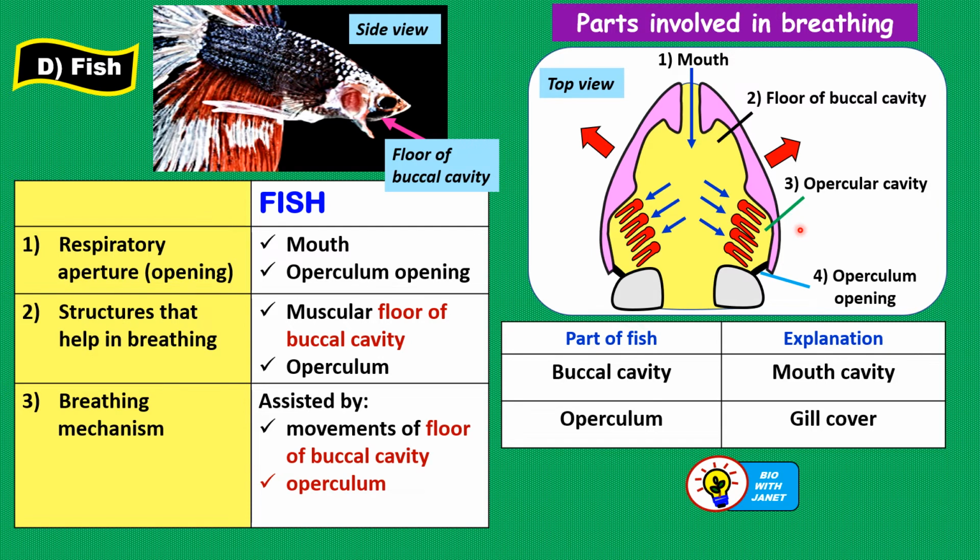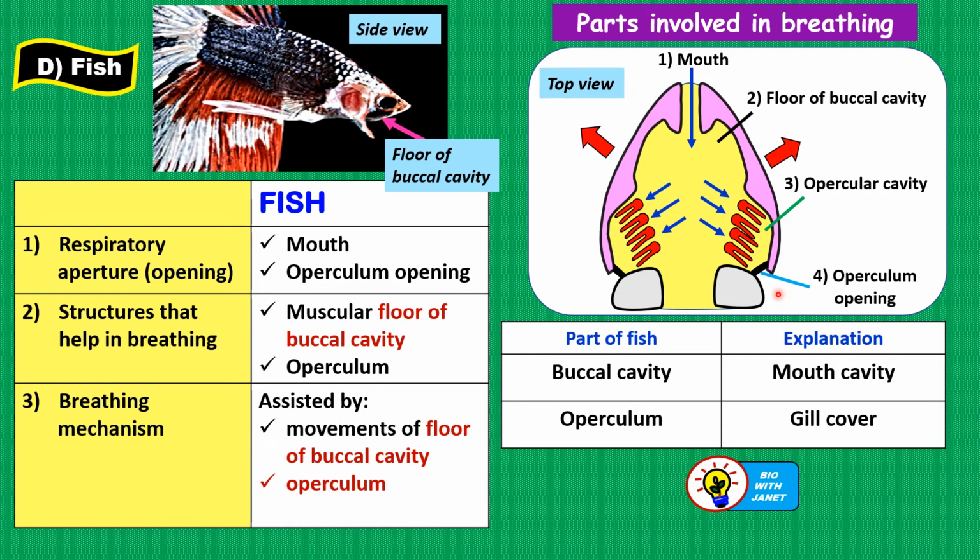So take note, the fish is different from other organisms because it has two apertures or openings. The one is the mouth, so water will enter through the mouth. And the other opening is the operculum opening here. So water will exit through the operculum opening, just below the operculum itself.